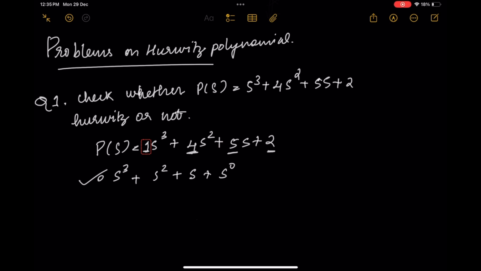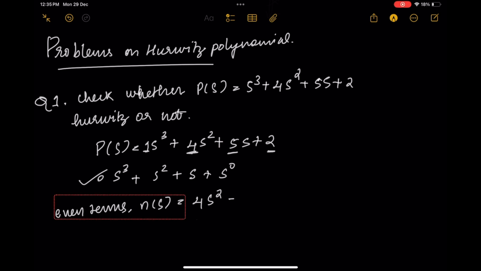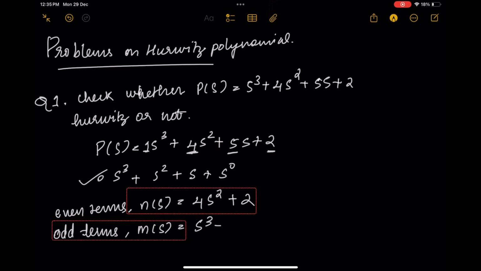So what I'm going to do is split it into even terms and odd terms. Splitting it into even terms first, N of s is equal to 4s square plus 2. And odd terms, m of s, will be s cube plus 5s. Okay, we have done that.